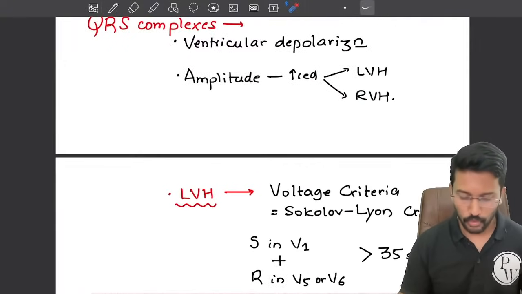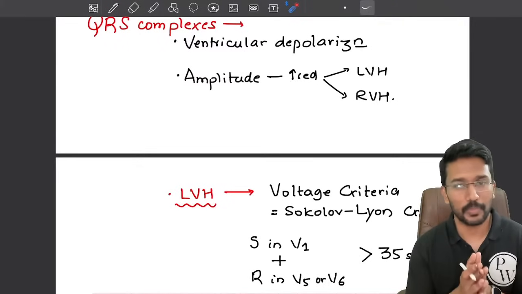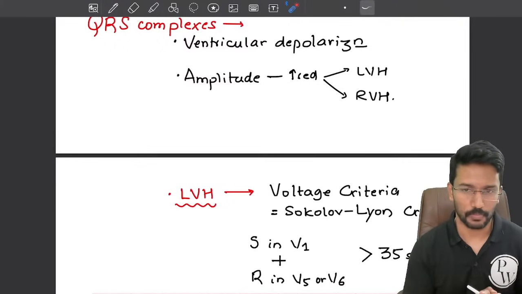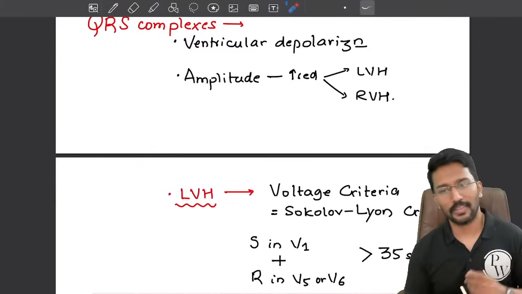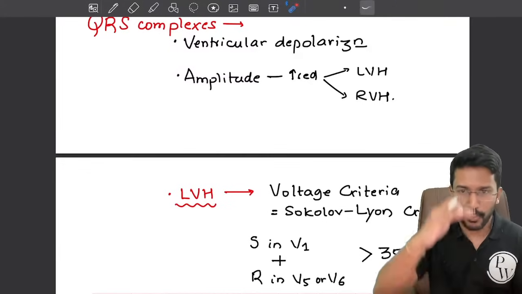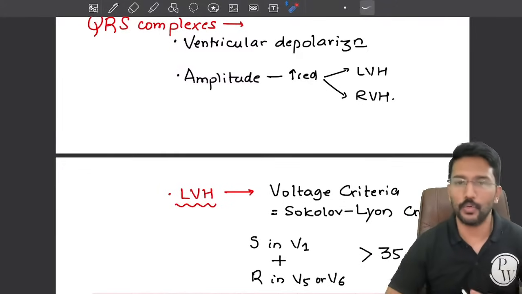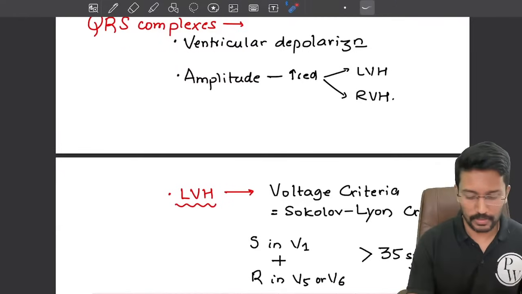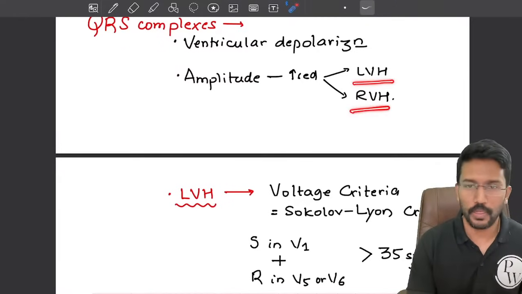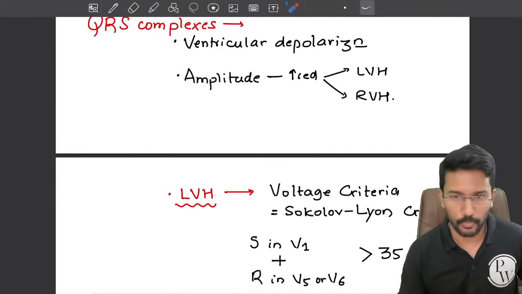Now QRS complexes represent ventricular depolarization. Okay. Now the QRS complexes, what can go wrong? Their amplitude can increase or their duration can increase. So when amplitude increases, it should point towards either left ventricular hypertrophy or right ventricular hypertrophy.